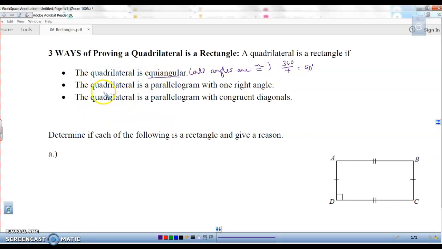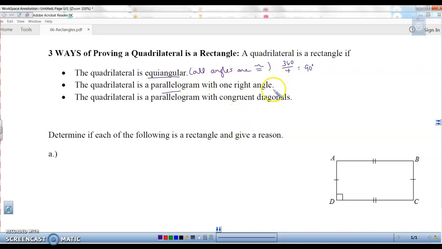Now you can also say the quadrilateral is a parallelogram with a right angle. All you have to prove is that it's a parallelogram, because opposite angles are congruent. If opposite angles are congruent and you have a right angle, and the consecutive angles are supplementary, those would also have to be 90 degrees. So if you can prove it's a parallelogram with one right angle, you can say it's a rectangle.